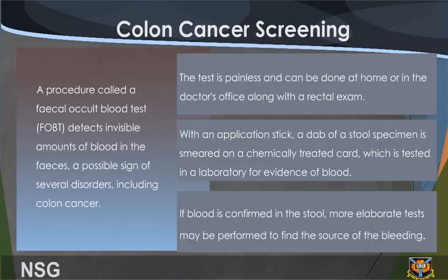Colon cancer screening. A procedure called a fecal occult blood test (FOBT) detects invisible amounts of blood in the feces, a possible sign of several disorders, including colon cancer. The test is painless and can be done at home or in the doctor's office along with a rectal exam. With an application stick, a dab of a stool specimen is smeared on a chemically treated card, which is tested in a laboratory for evidence of blood. If blood is confirmed in the stool, more elaborate tests may be performed to find the source of the bleeding.